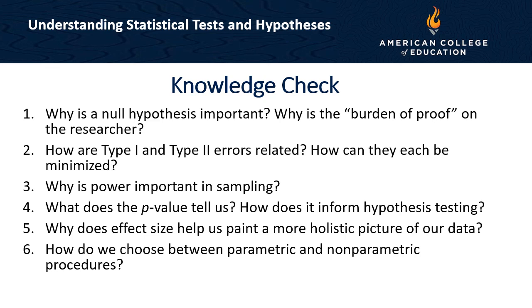Number three, why is power important in sampling? Number four, what does the p-value tell us? How does it inform hypothesis testing? Number five, why does effect size help us paint a more holistic picture of our data? And number six, how do we choose between parametric and nonparametric procedures?